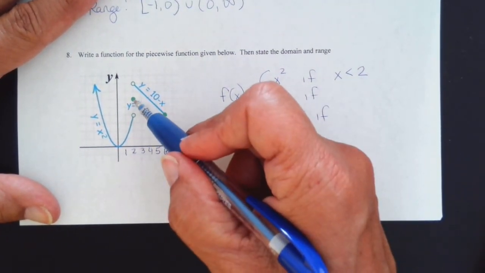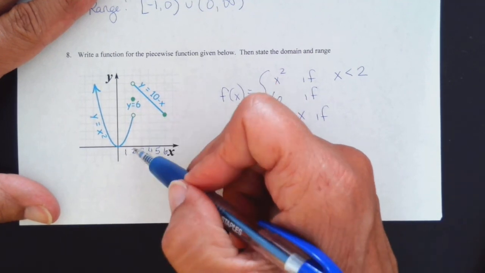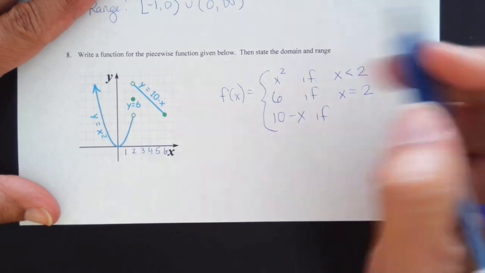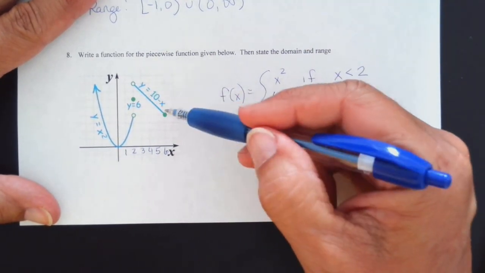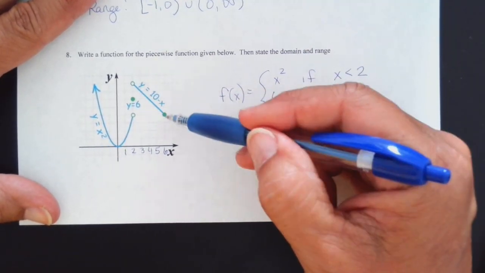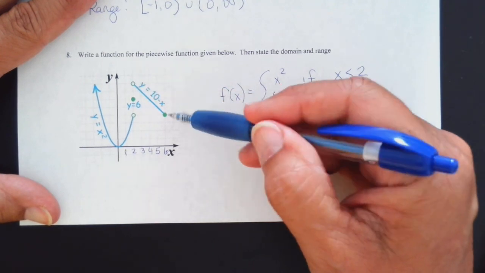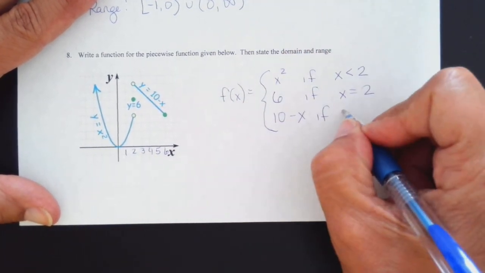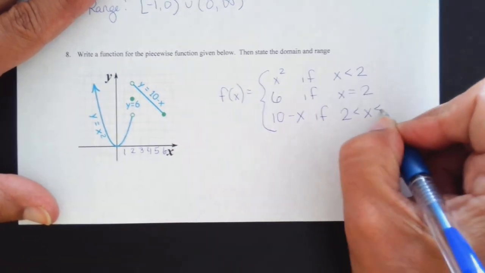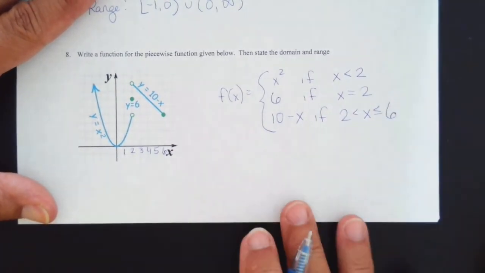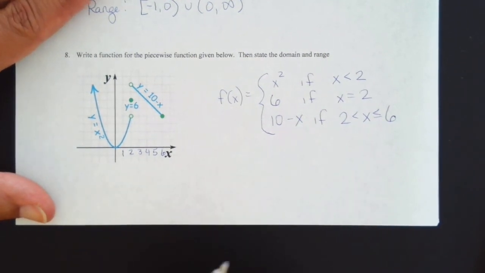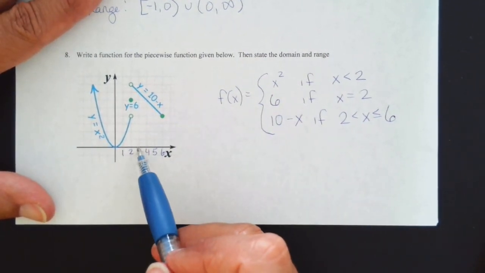Y equals 6 is just that dot. So we're only using y equals 6 when x equals 2. Then we're going to use the line y equals 10 minus x only between these two numbers. So from 2 to 6, not including 2, but including 6. So it would look like that. Okay? So there would be the piecewise function that would give us this graph.